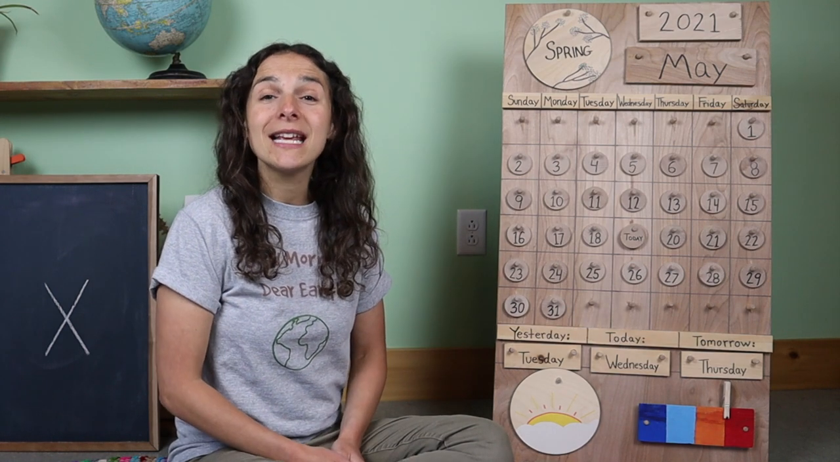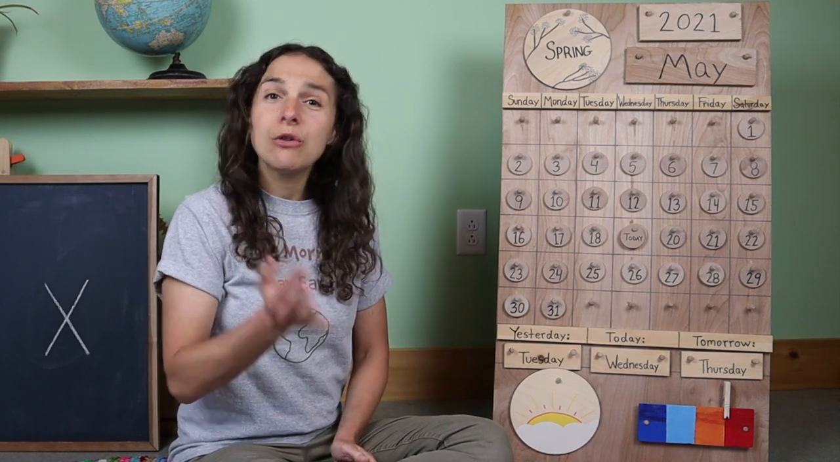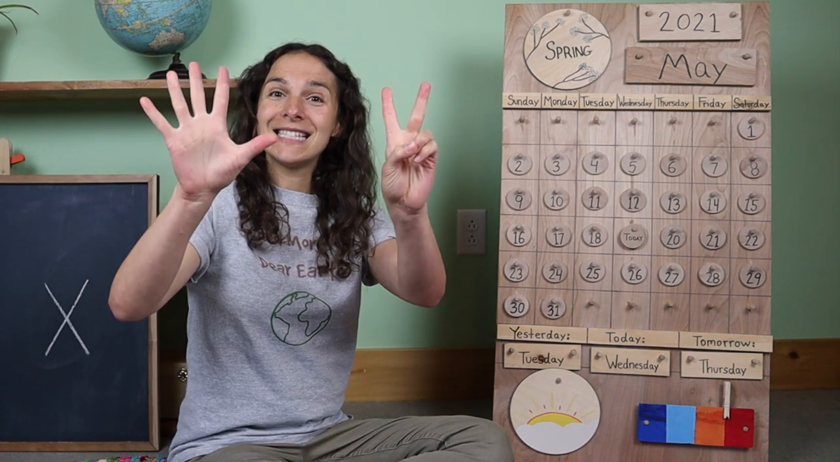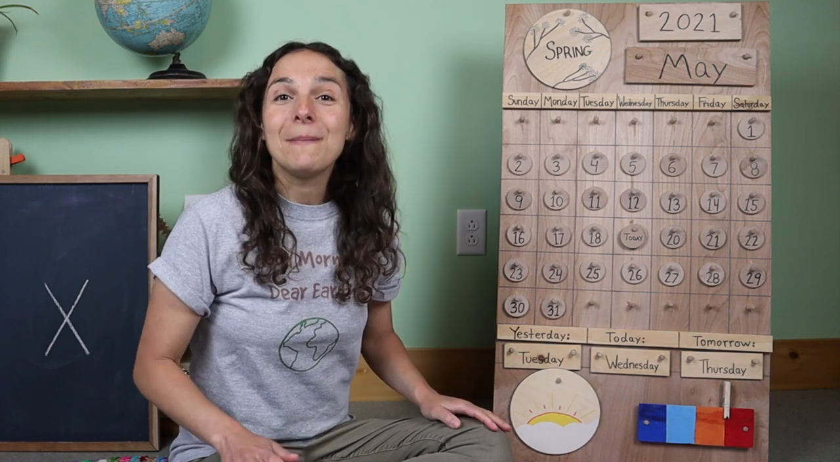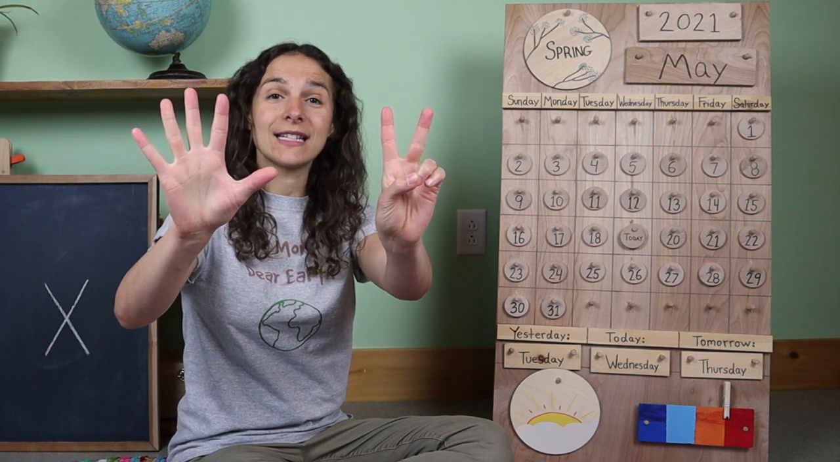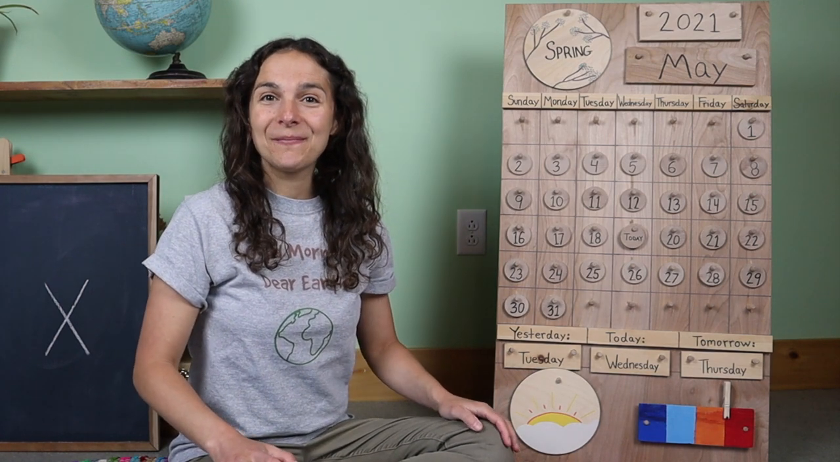Now it's time to sing the Days of the Week song. Will you show me how many fingers we hold up for this next song? 7. That's right. Because we have 7 days in our week, we hold up 7 fingers like this. Are you ready to sing?